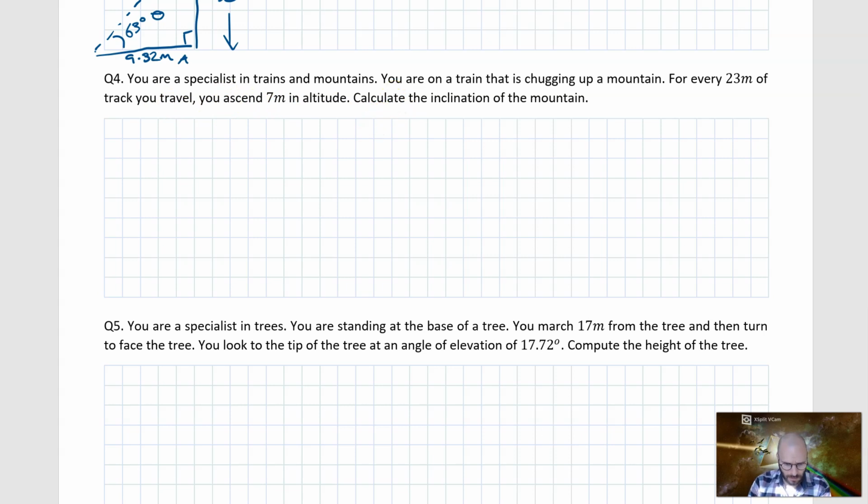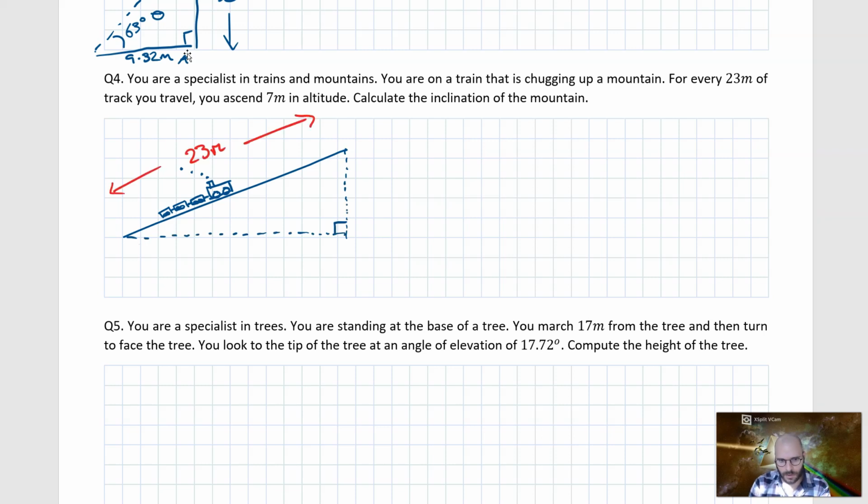So you're on a train, it's going up a mountain. So up the mountain the train goes. And for every 23 meters of track you are traveling, you're going to ascend 7 meters. So every 23 meters you travel across here, you're going to ascend 7 meters. So what is the inclination of the mountain? What is the value of theta in this case?